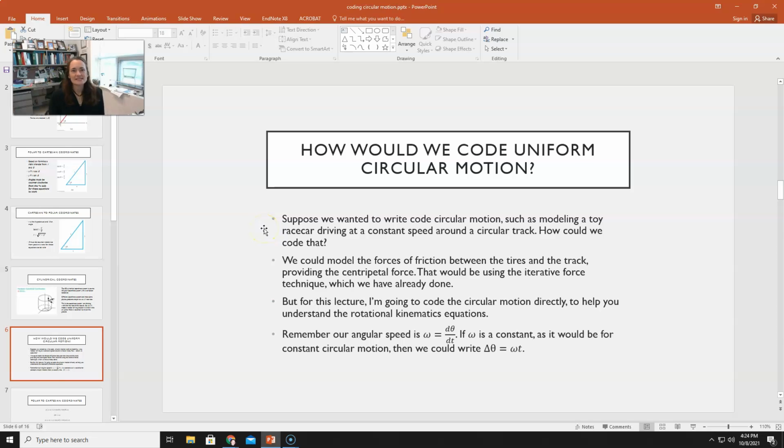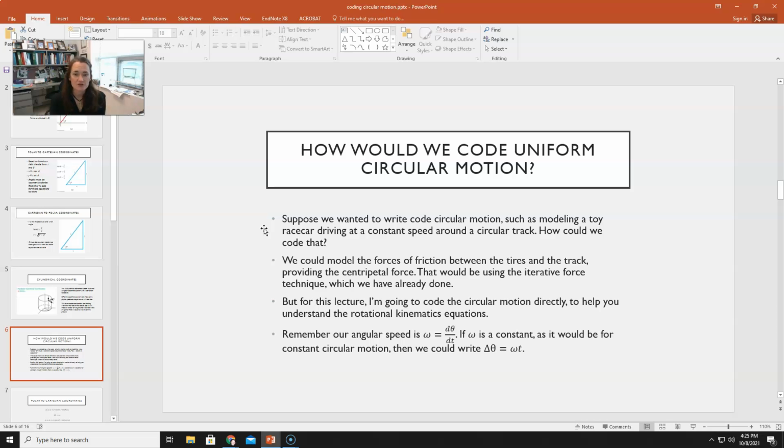Okay, let's say that we wanted to directly code in our circular motion, maybe to help us familiarize with the rotational kinematics equations or something like that. And let's say that we wanted to model a toy race car driving at a constant speed around a track. So how could that be coded? Okay, now we could use the iterative force technique, and I'll do that in another lecture.